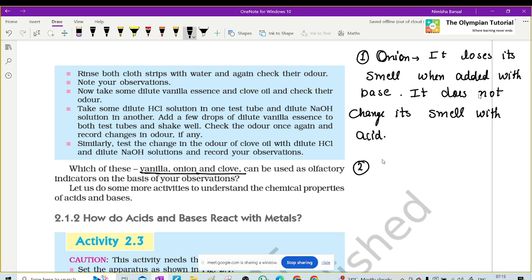So in bases, the smell will be diminished, but in acid they will remain the same smell. I will explain this one also.